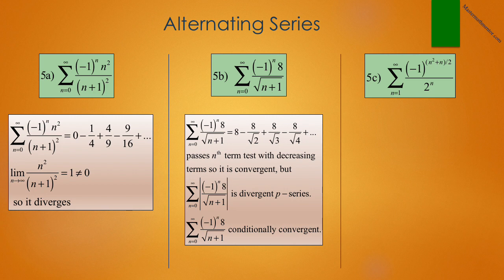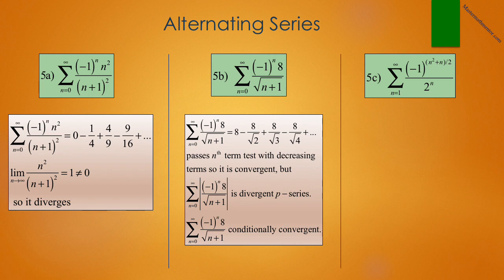Number 5b reads summation n equals 0 to infinity of negative 1 to the n times 8 over the square root of n plus 1. We write out the first few terms and we get 8 minus 8 over the square root of 2 plus 8 over the square root of 3 minus 8 over the square root of 4 plus ... This certainly passes the nth term test, as the limit of 8 over the square root of n plus 1 as n approaches infinity is equal to 0. And the terms definitely decrease. So the series itself is convergent.